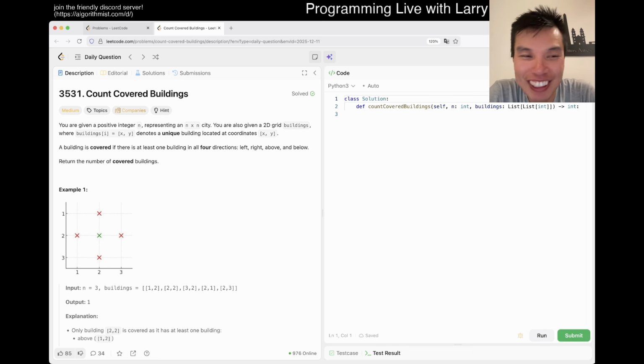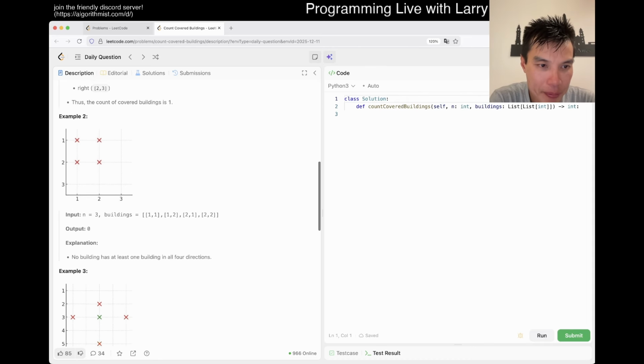Anyway, okay. So today we have 3531, Count Covered Buildings. You're given a positive integer n, representing an n by n city. You're given a 2D grid buildings where buildings[i] is x, y, denoting a unique location in the city. A building is covered if there is at least one building in all four directions: left, right, above, and below. Return the number of covered buildings.